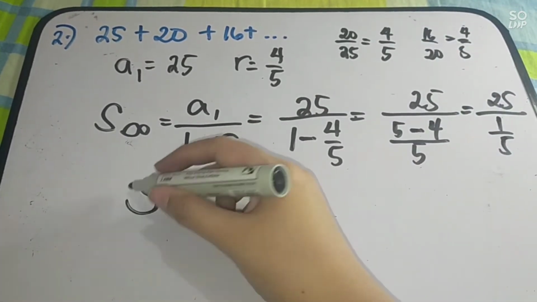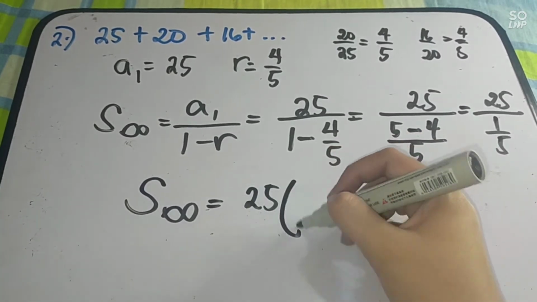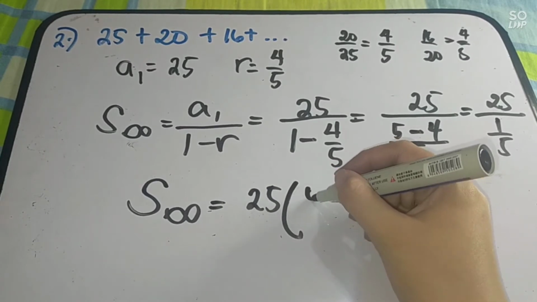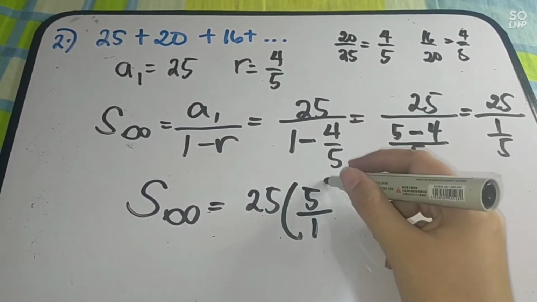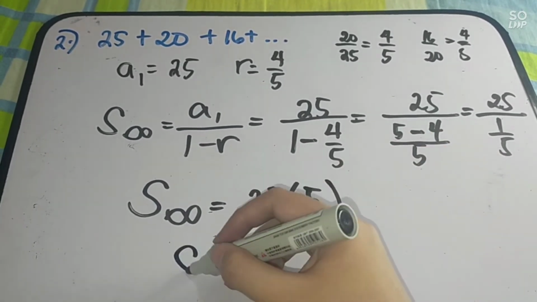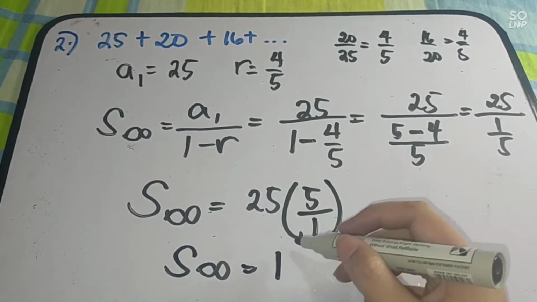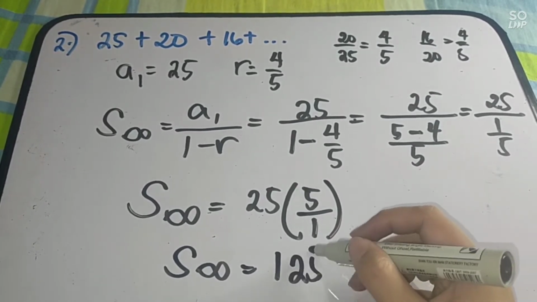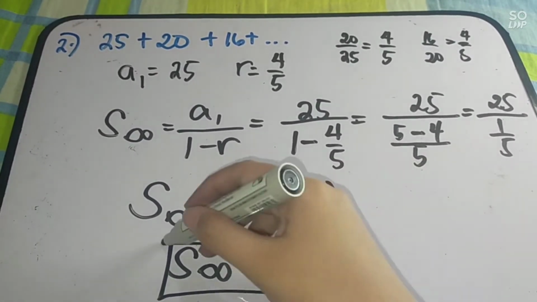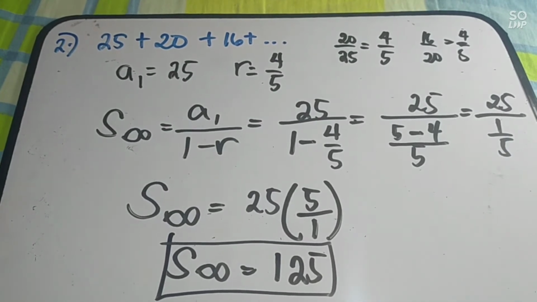Then, reciprocal. So, S sub infinity is equal to 25, then multiply by the reciprocal, 5 over 1. Then, just multiply 25 times 5. So, the sum of the infinity of this series is 125. Is it correct? Yes, it's correct. 25 times 5 is 125. So, that's number 2.